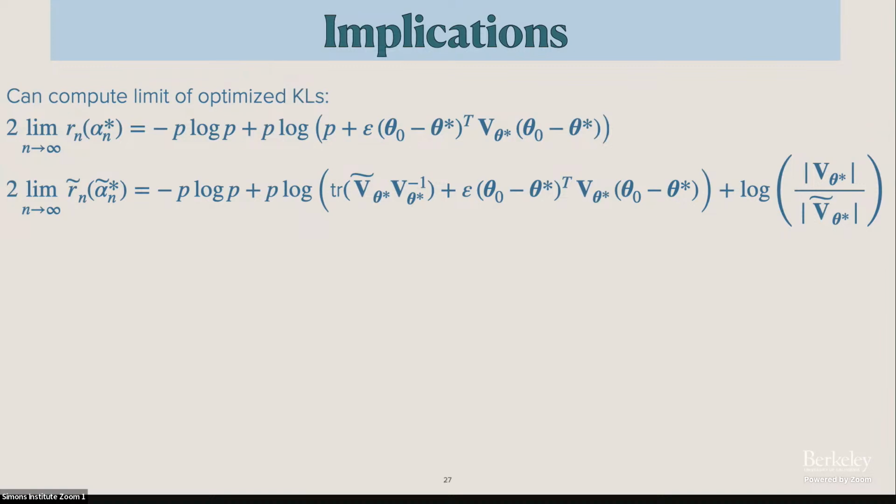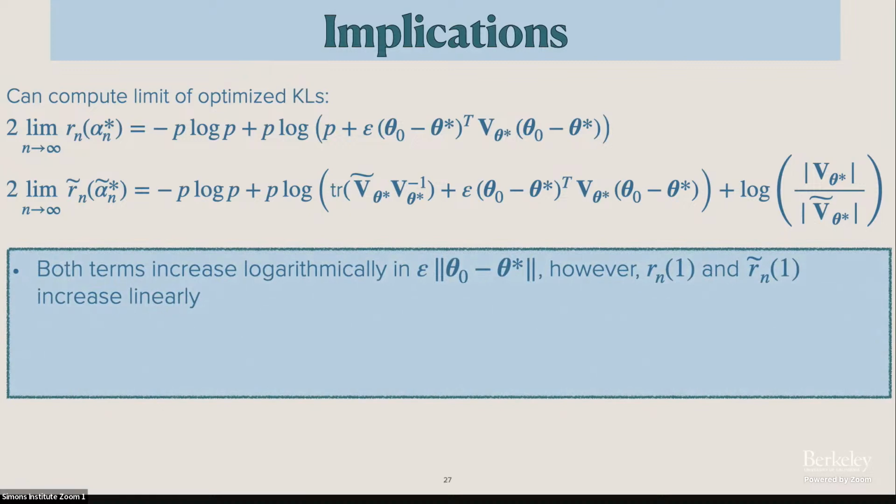In particular, what this allows us to do is compute the limit of these optimized KLs. So if you plug in the optimal alphas, you can look at the KLs that tell you the distance from the truth. The interesting thing is that when we plug in the optimal alphas, both of the terms increase logarithmically in the magnitude of misspecification. But if you go to alpha equals 1, so no tempering of the posterior, then these KLs will increase linearly in the magnitude of misspecification. So the tempering changes the way that you move away from the truth in terms of KL, to a different magnitude.